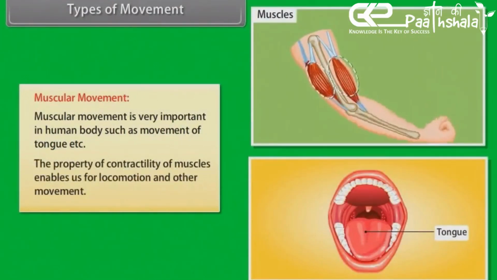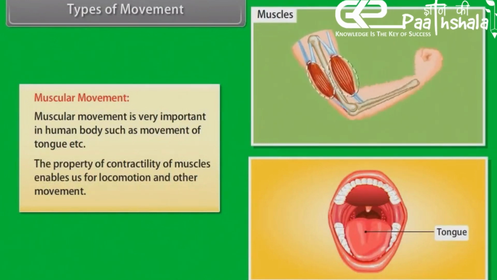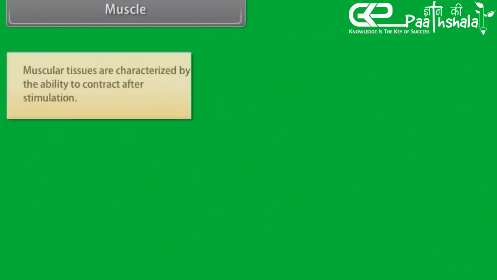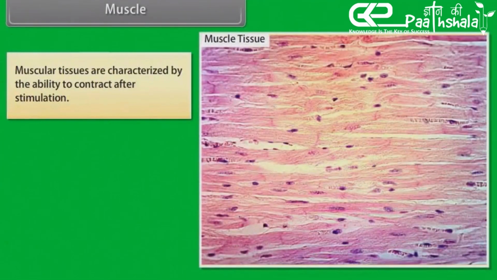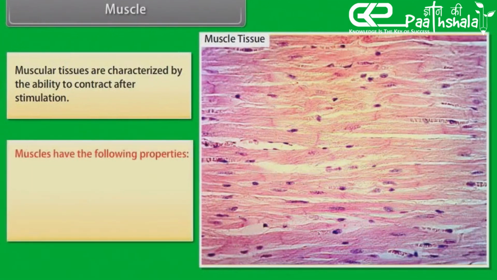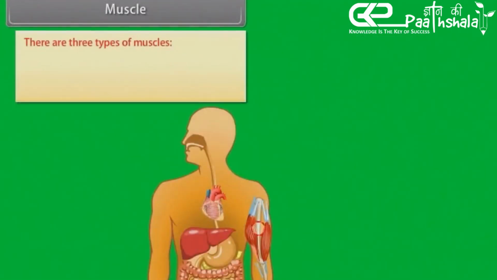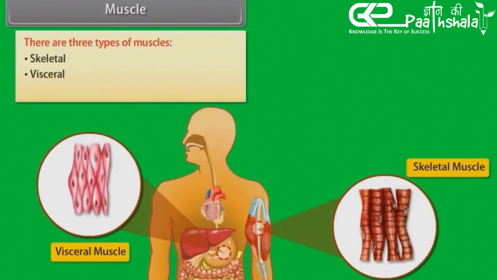The property of contractility of muscles enables us for locomotion and other movement. Muscles are the specialized tissues originated from mesodermal layer. Muscular tissues are characterized by the ability to contract after stimulation. Muscles have the following properties: excitability, contractility, extensibility, and elasticity. There are three types of muscles: skeletal, visceral, and cardiac.